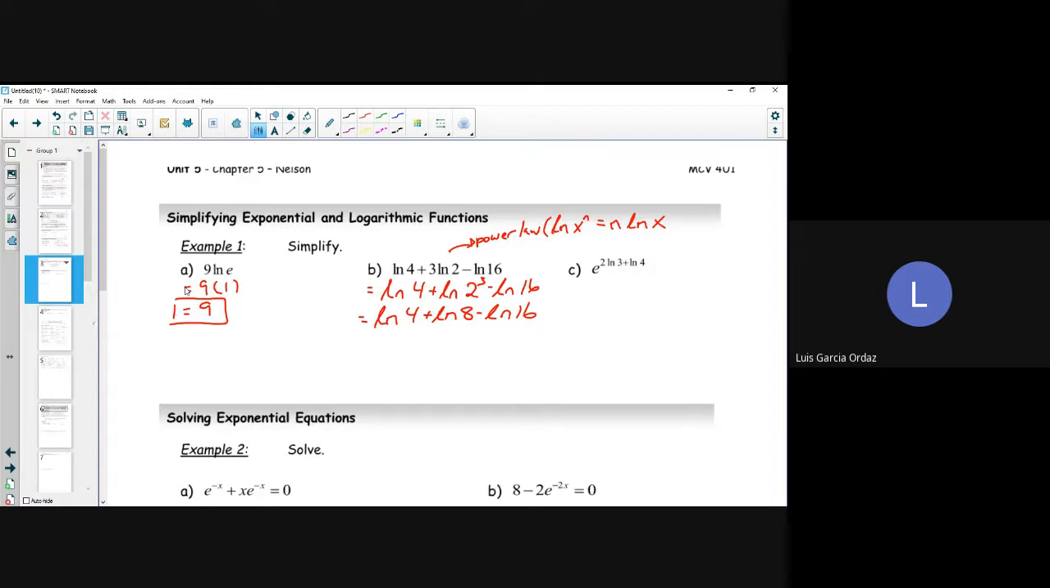And now we can simplify. Because we have addition, we know it's 4 times 8, and divided by 16 because of the subtraction. So what does my expression simplify to? What would my final answer be? ln of what? ln of 2. Thank you, Marge. And we can keep this in exact form, so you can just leave it like that.